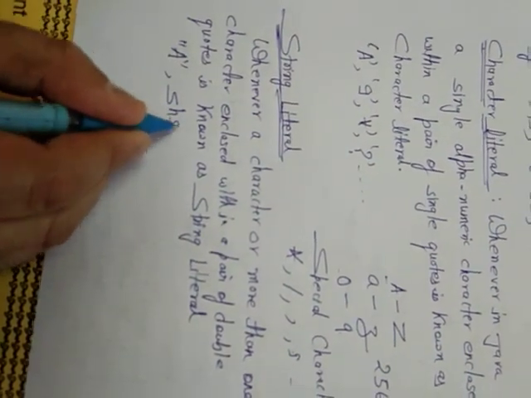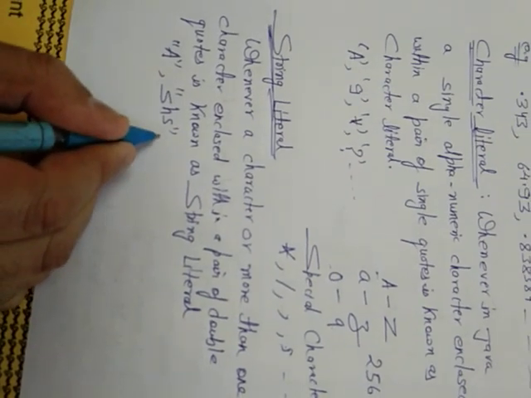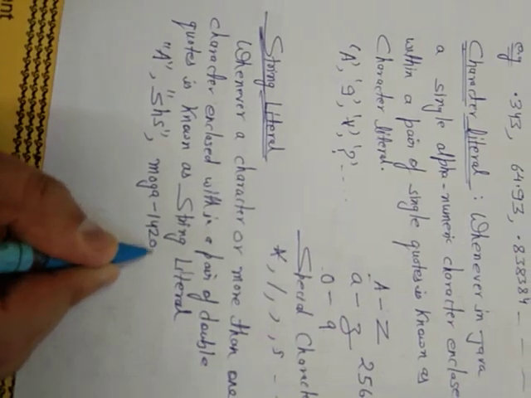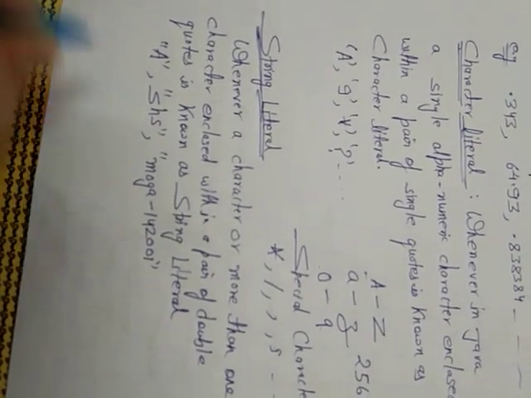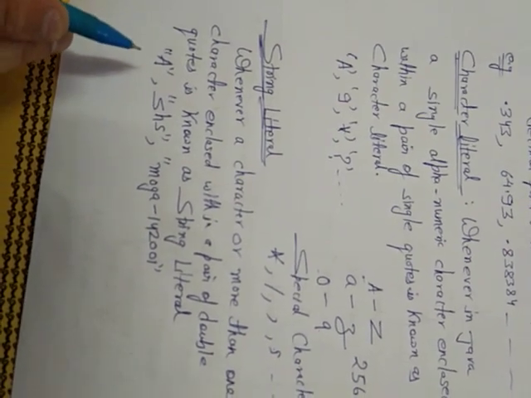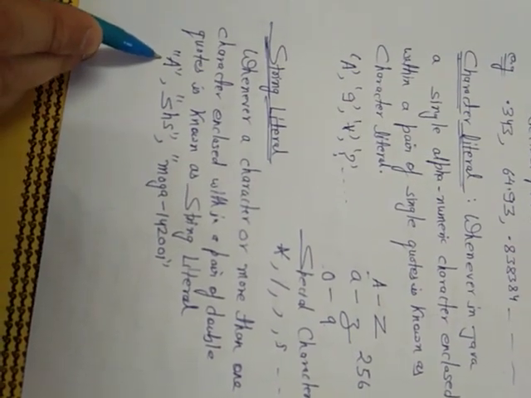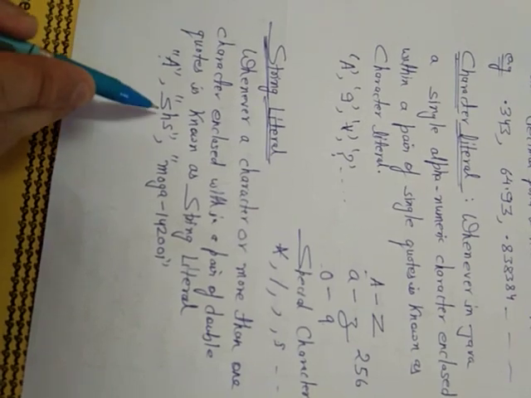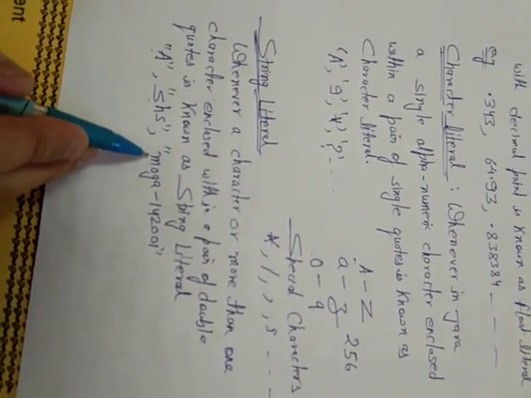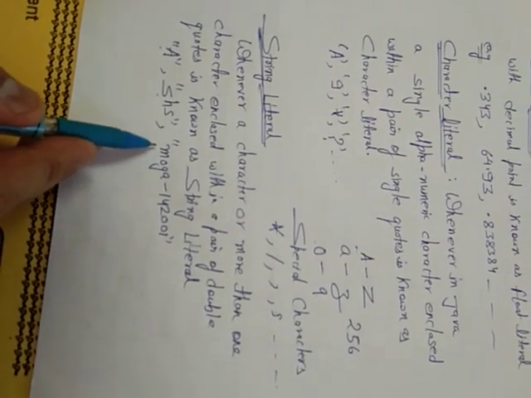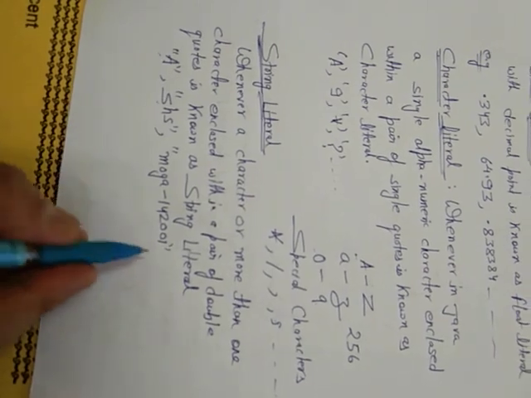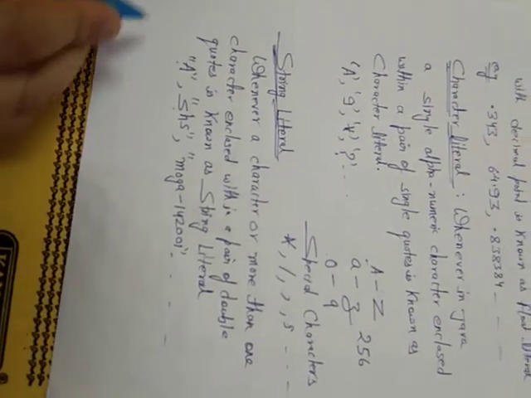If I write SHS in double quotes, string literal. If I write Moga underscore 142001, it is also a string literal. These all are string literals because in the first example we put one character but enclosed it in double quotes. In the second example we put more than one character in double quotes. In the third example we put alphabets, special characters, and numeric values also in double quotes. So these are all examples of string literal.